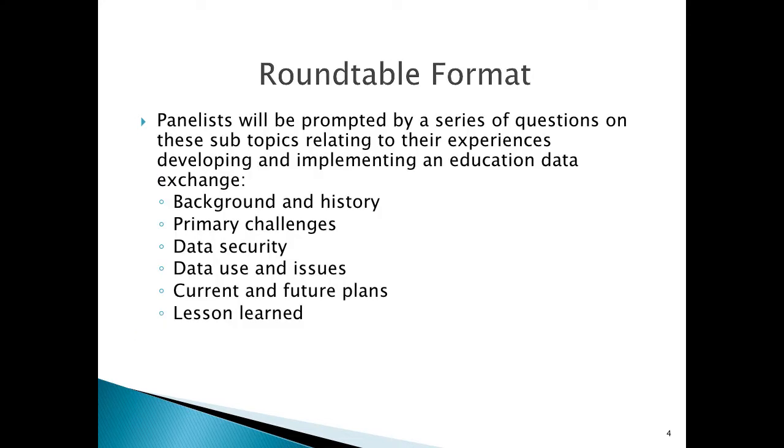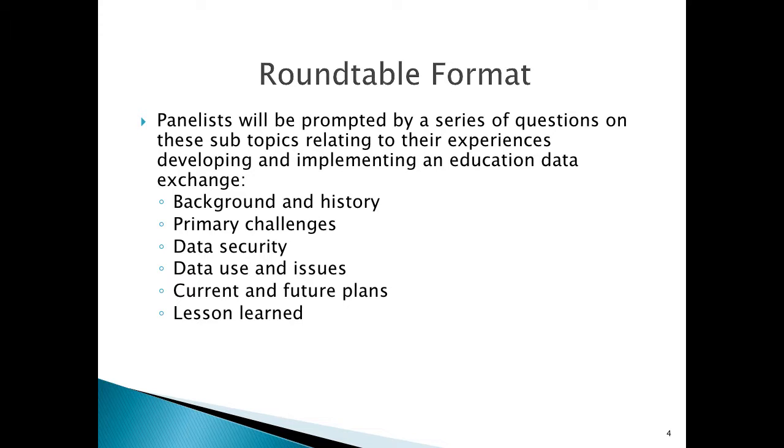So our panelists will be answering a series of questions related to the following topics: the background and history relating to their data exchange with their education department, the primary challenges associated with it, certainly data security, data use and issues, current and future plans, and of course, always lessons learned. And I trust those topics will give rise to an informational as well as a lively discussion. So let's begin by asking Kentucky to start the discussion.